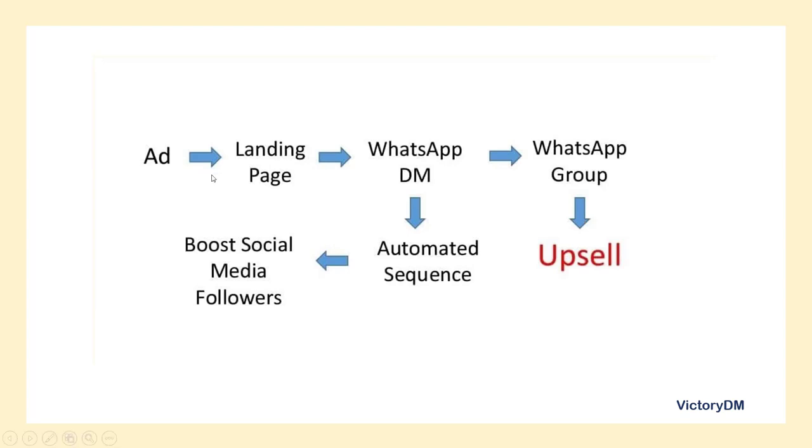So the ad leads to a landing page, leads to WhatsApp DM, leads to WhatsApp group, and then you sell something to them. This is one of the sales funnels we use to actually drive traffic to WhatsApp and make massive money. So when I was talking about someone making 10 million naira, and that person making 3 million, 500k, 1 billion naira, I was not bluffing. This stuff really, really works.